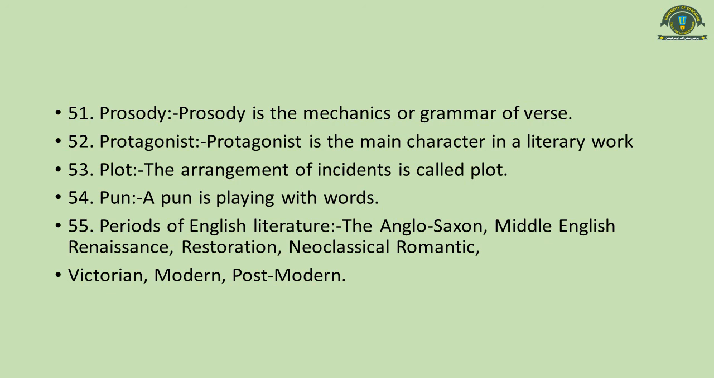Periods of English literature. There are so many periods in English literature, which are actually associated with the rulers, the centuries, the important movements of those times, like the Anglo-Saxon, the Anglo-Norman, Middle English, Renaissance, Restoration, Neoclassical, Romantics, Victorian, early Victorians, later Victorians, moderns, postmoderns, etc.